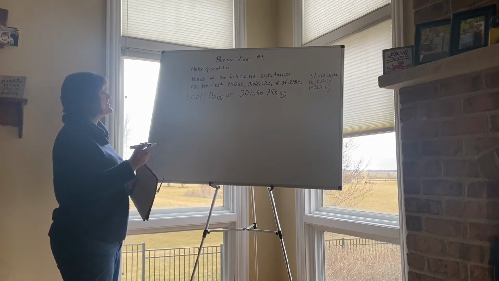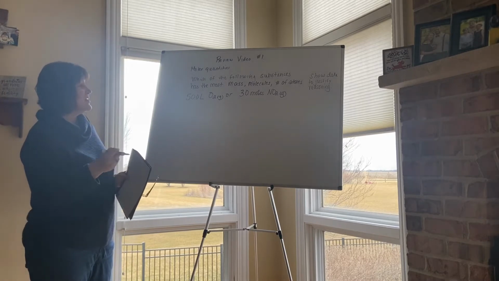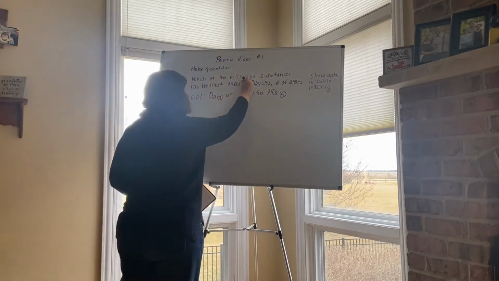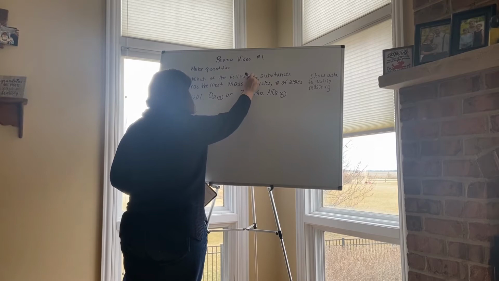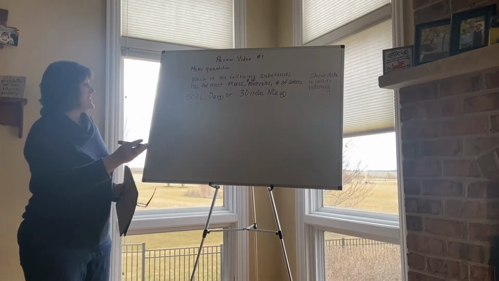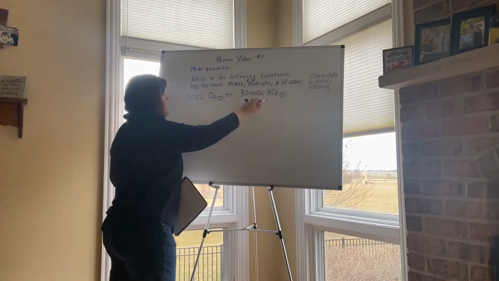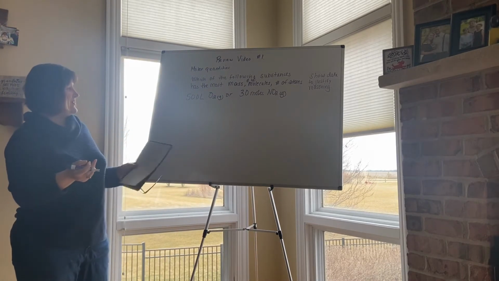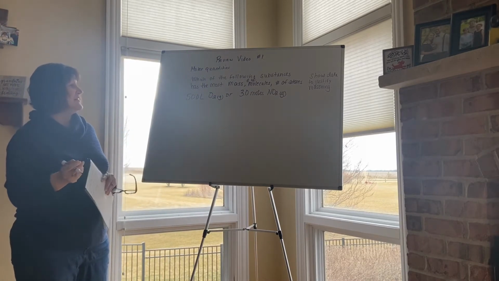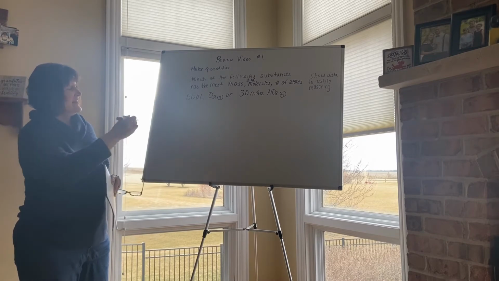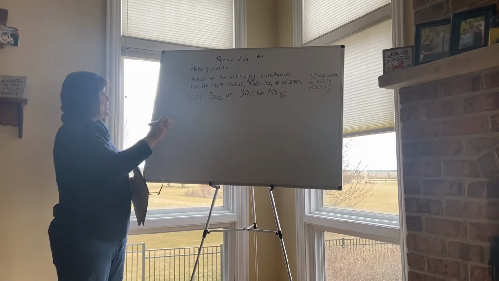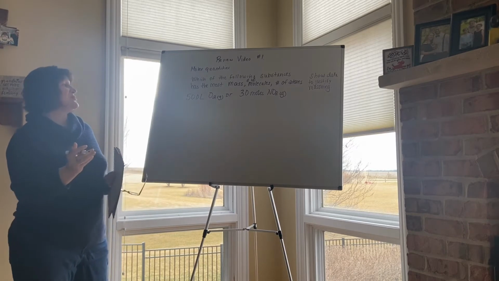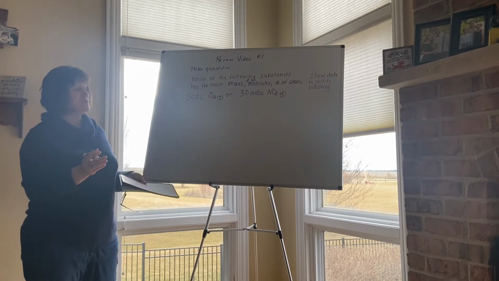So which of the following substances has the most mass, the most number of molecules, which is a representative particle because these are both bonded molecules, oxygen gas and nitrogen dioxide, and then finally, the most number of atoms? Starting off with 50 liters of oxygen gas and 3 moles of NO2.